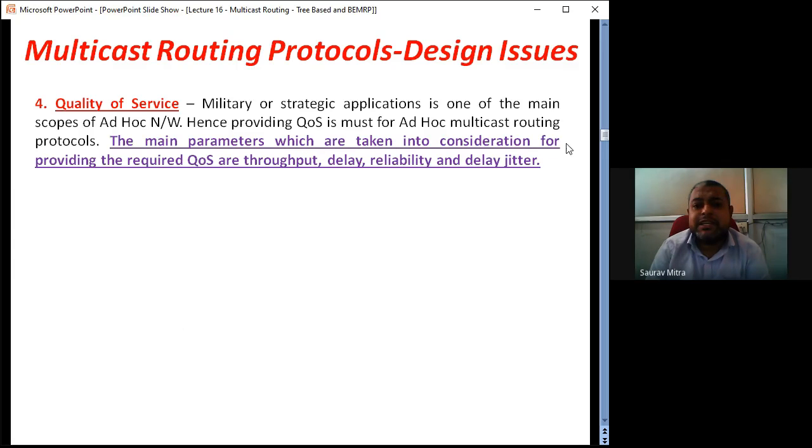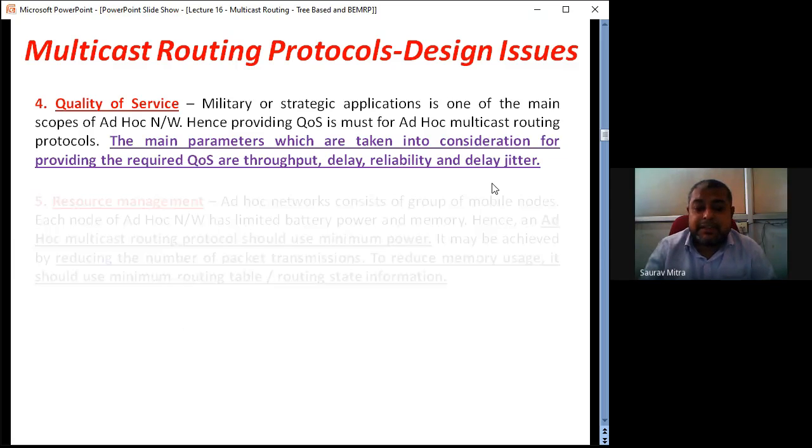So the main parameters which are taken into consideration for providing QoS are throughput. Throughput means output, that is number of data packet transmitted should be number of data packet received. Delay should be as less as possible. Reliability means the quality of the data transmitted should be same as received data. And delay jitter, so whatever delay is there, that should not be varying. Even if there is a delay, that delay should be constant. Okay, varying delay will make the system non-linear. So providing quality of service is a very big design issue for multicast routing protocol.